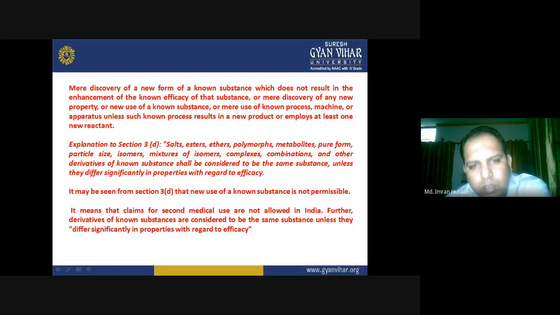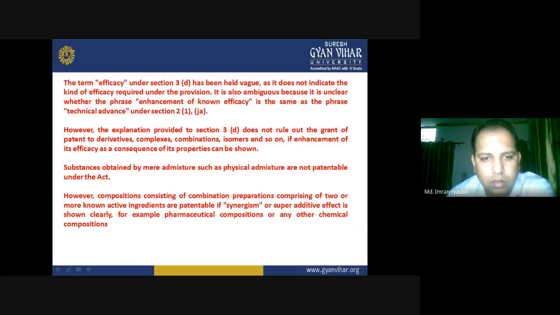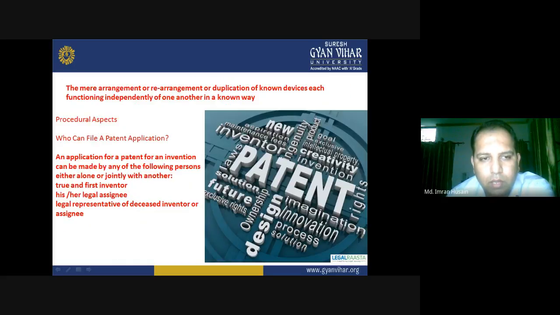Explanation of Section 3(d): salts, esters, ethers, polymorphs, metabolites, pure form, particle size, isomers, mixtures of isomers, complexes, combinations, and other derivatives of known substances shall be considered to be the same substances unless they differ significantly in their properties with regard to efficacy. So, efficacy has also been discussed with synergism in patentability, and pharmaceutical products have also been going through a lot of change. Now, procedural aspects: who can file the patent application?